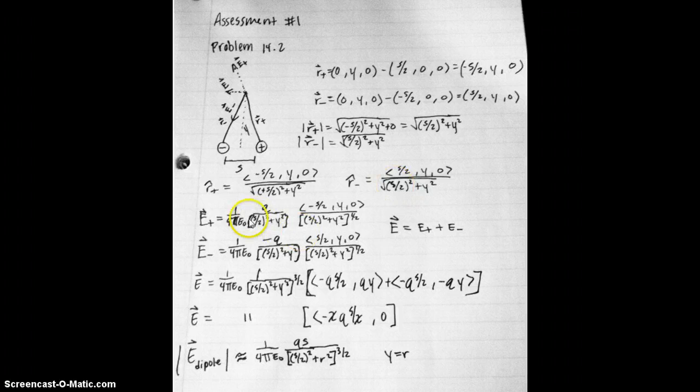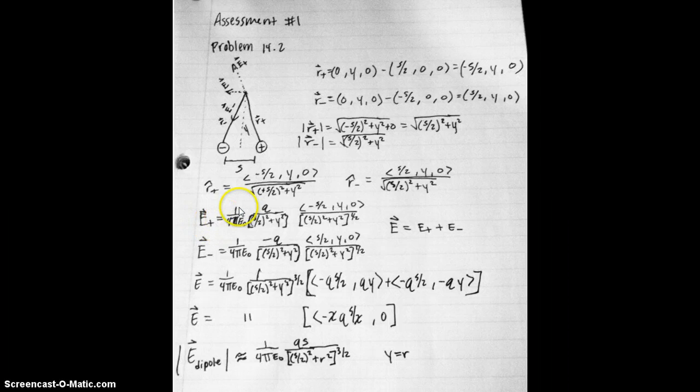And now we have an energy field from our equation. Our first equation, E equals 1 over 4 pi epsilon naught times Q over R squared times R hat.